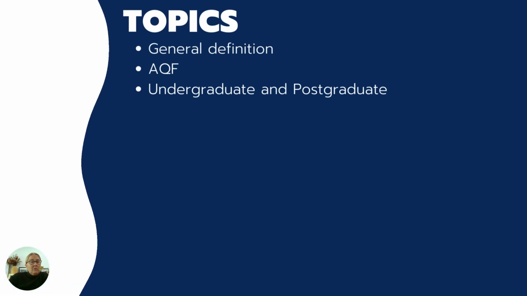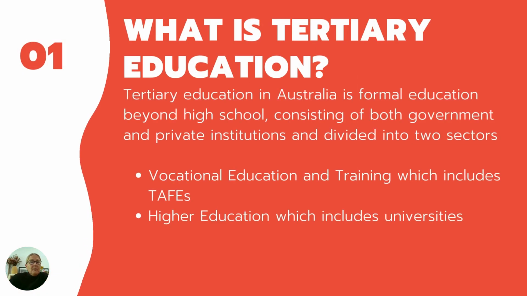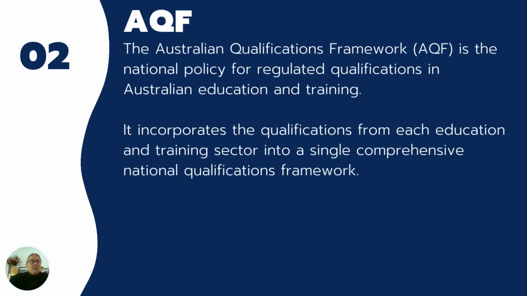So what are we going to be talking about today? Basically, we'll be talking about a general definition of careers, the AQF system, and the difference between undergraduate and postgraduate study. So in Australia, tertiary education is formal education beyond high school, and it consists of both the government and private institutions, and it's divided into two different sectors. So there's the vocational education and training sector, which includes TAFEs, and then there's a higher education sector, which includes universities.